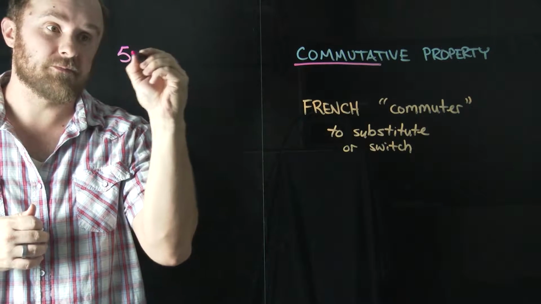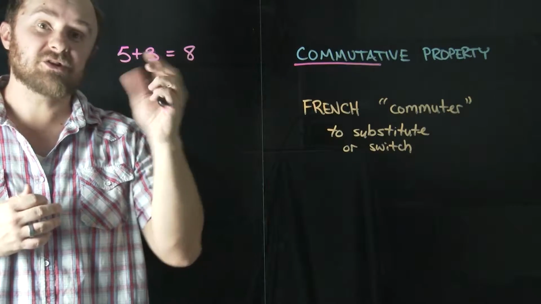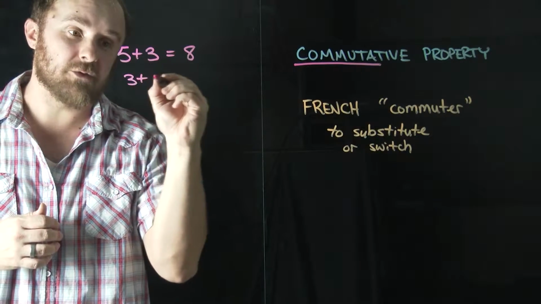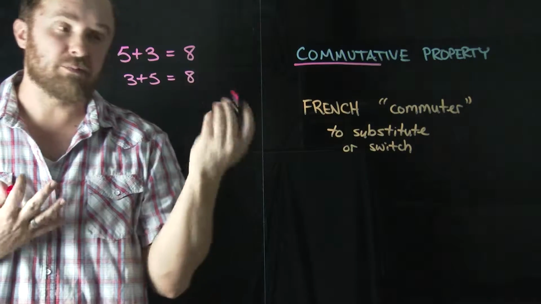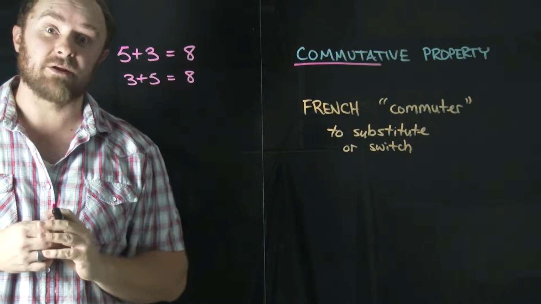So for example, 5 plus 3 we know is 8, but I can switch that and rewrite that in another order, such as 3 plus 5. 3 plus 5 will also equal 8. So for the operation of addition, the commutative property holds true.